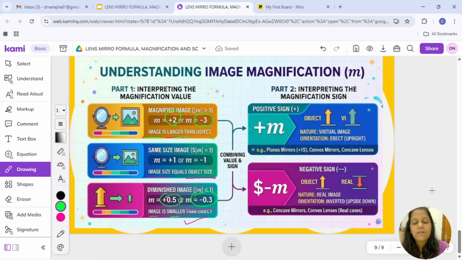And what the plus and minus sign shows is just whether the image is forming above the principal axis, in which case it becomes positive, or below the principal axis, in which case it becomes negative. As you can see in this tile, the plus m value shows the nature of the image: it becomes virtual and erect. And the negative sign shows that the object is erect, but the image is a real and inverted image.